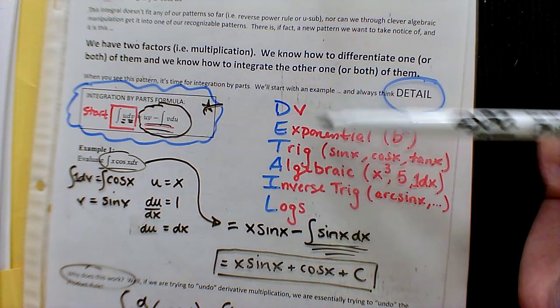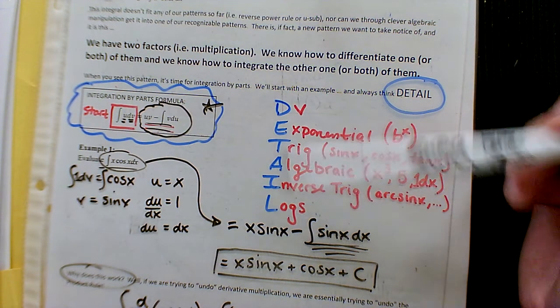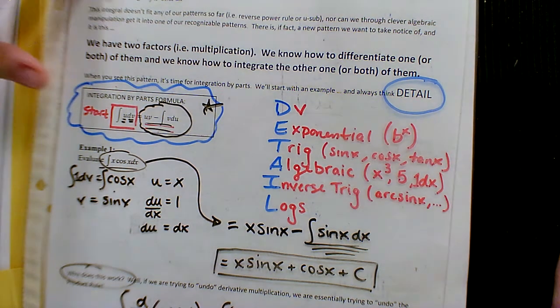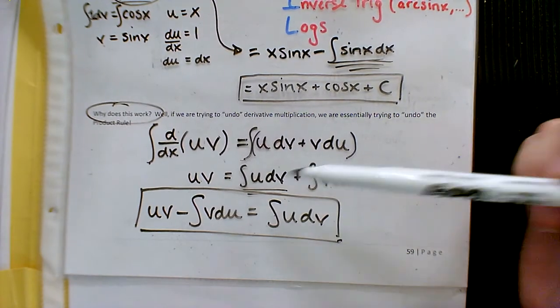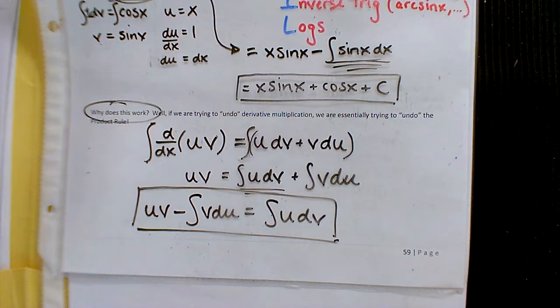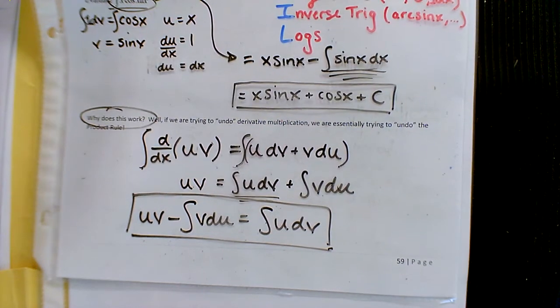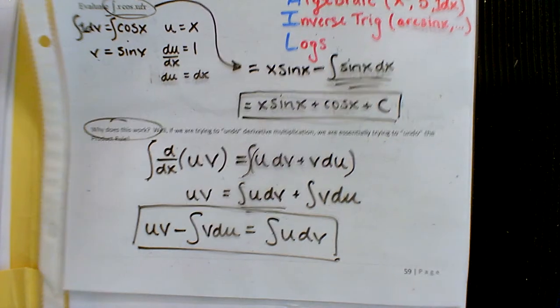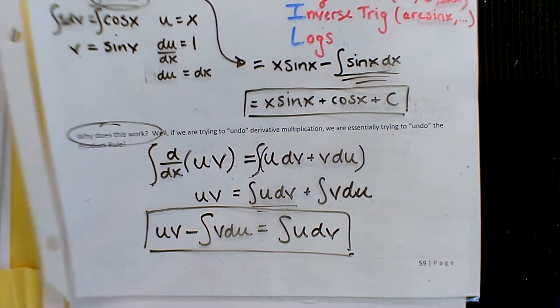Yeah, we would find du, but I don't know if we'd be able to use this DETAIL process to help us. Okay, but that's a very good question. Why did they choose that one and not that one? I might have to look into it. Okay? So that's where it comes from. We are undoing a product rule. We are undoing derivative multiplication. Let's go ahead and check out some more examples on the back.